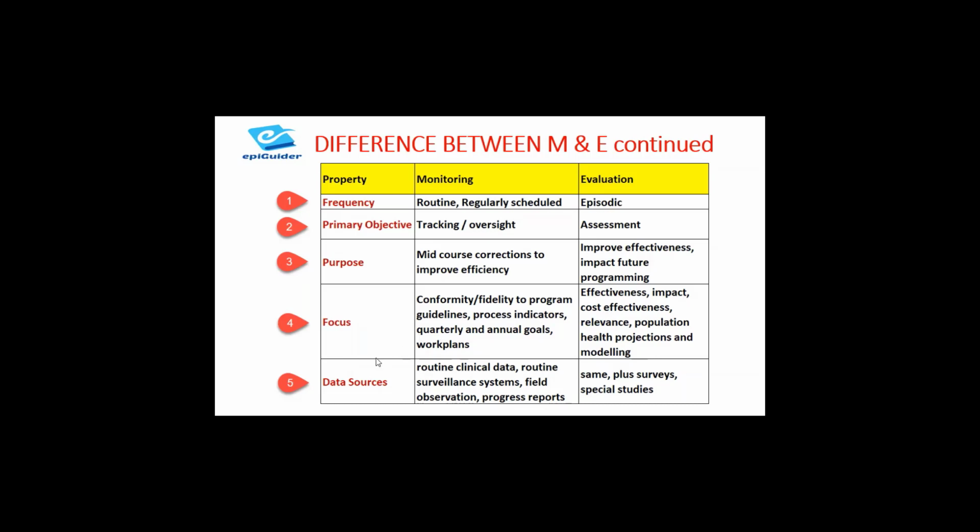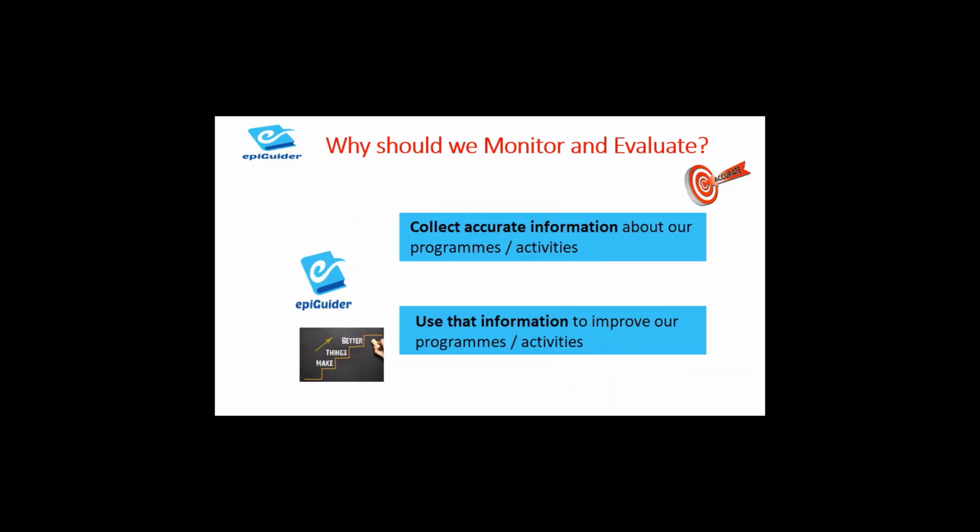As said already, data sources for monitoring can come from routine clinical data, from routine surveillance systems, from field observations, and from progress reports. While that for evaluation could be the same as this for monitoring, but we can also get data from surveys and special studies. There could be many reasons why we monitor and evaluate, but two really stand out.